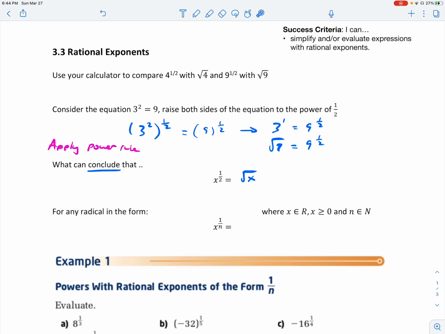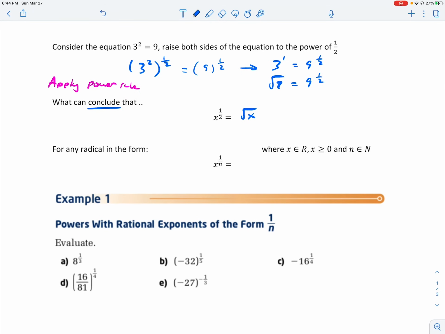In fact, we can take this rule a little bit further. x raised to the exponent 1 over n means the root of x, where the number on the bottom of the fraction tells me the index of the root. Just like you can take the square root of a number, which has 2 as a denominator, you can also take a cube root, which would have 3 in the denominator, or a fourth root.